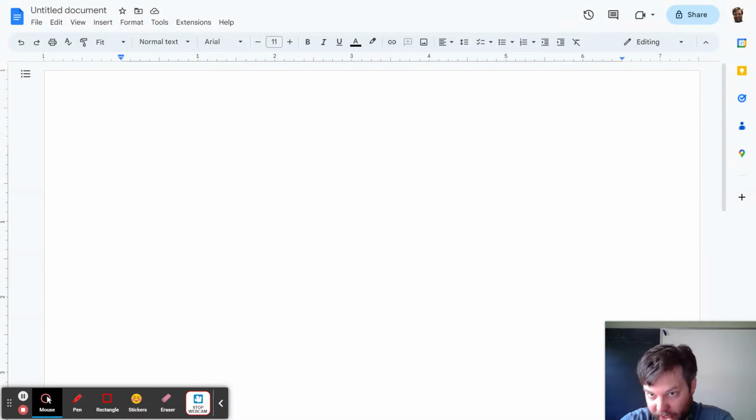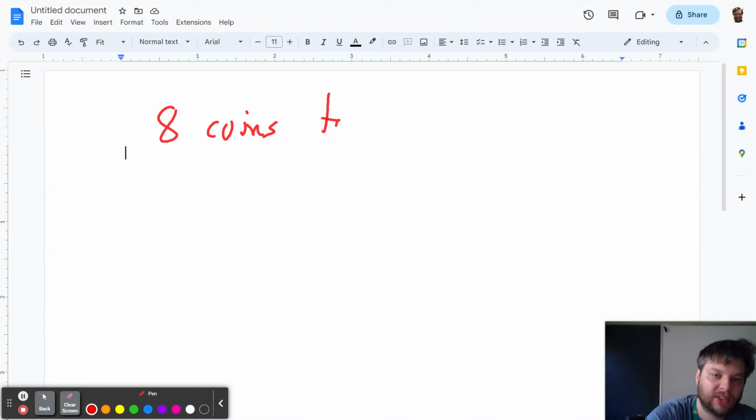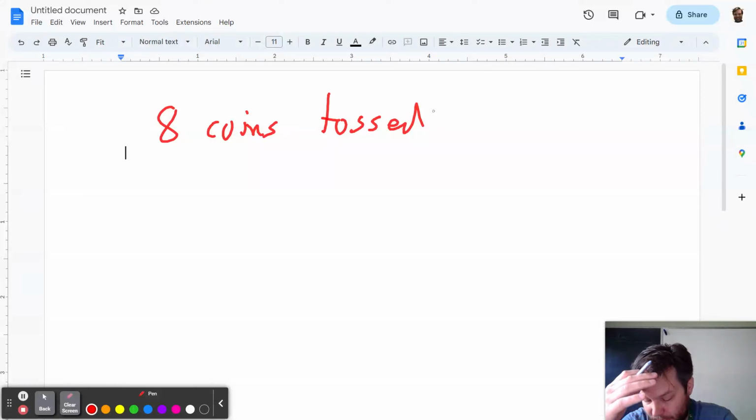So I had someone asking me about a weird probability question where we have eight coins that are flipped. Basically, eight coins are tossed all at once and they land either heads or tails. What we basically have are a couple of situations. If there are an odd number of heads, then you win.